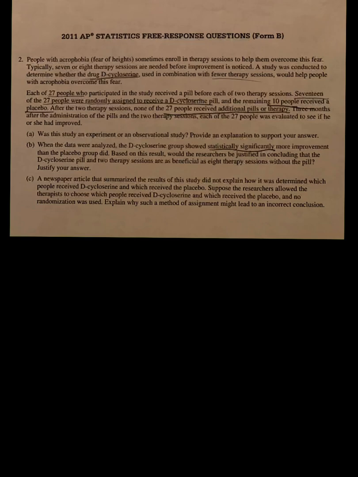Okay, now we get to move on to C, which is our final question. A newspaper article that summarized the results of the study did not explain how it was determined which people received D-cycloserine and which people received the placebo. Suppose the researchers allowed the therapist to choose which people received D-cycloserine and which people received the placebo, and no randomization was used. Explain why such a method of assignment might lead to an incorrect conclusion.